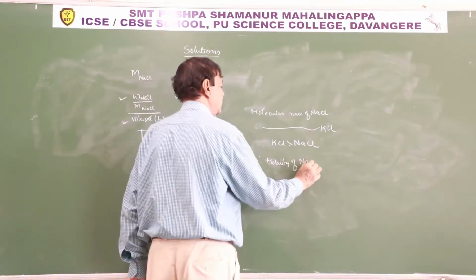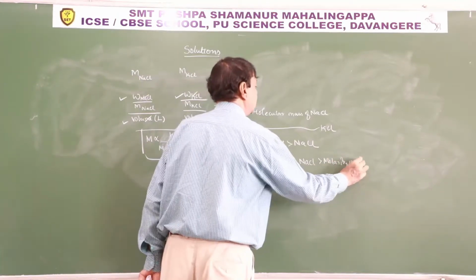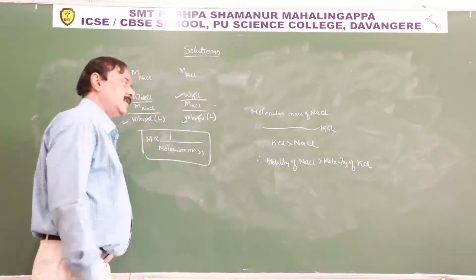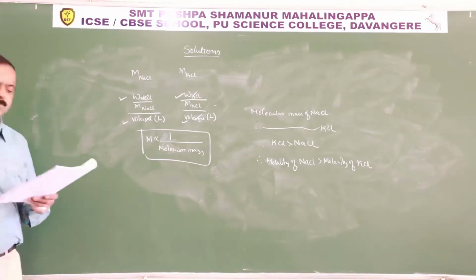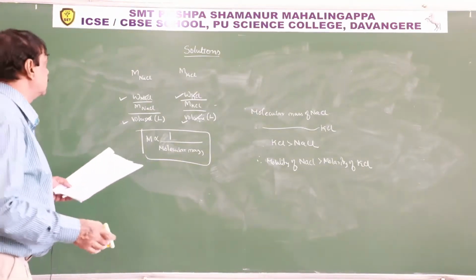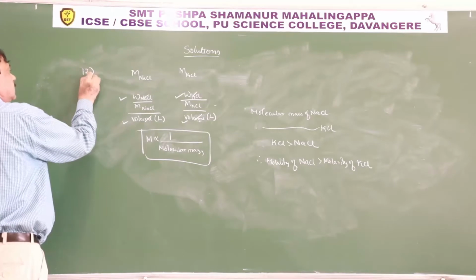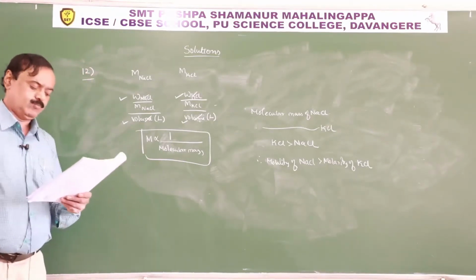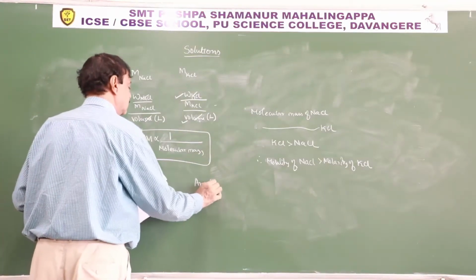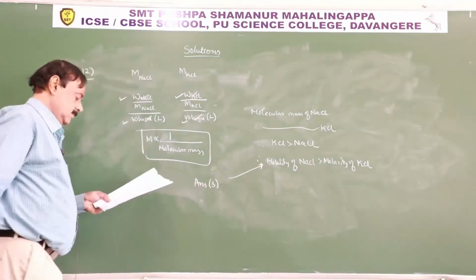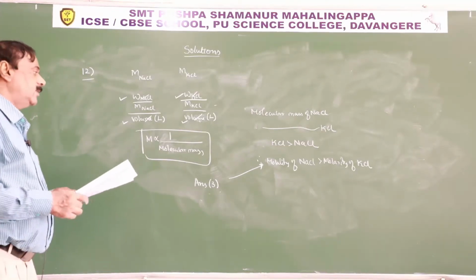molarity of NaCl is greater than molarity of KCl. Okay, question number 12 is over. Therefore, that is option 3, answer 3. That is, the molarity of NaCl is greater than the molarity of KCl.